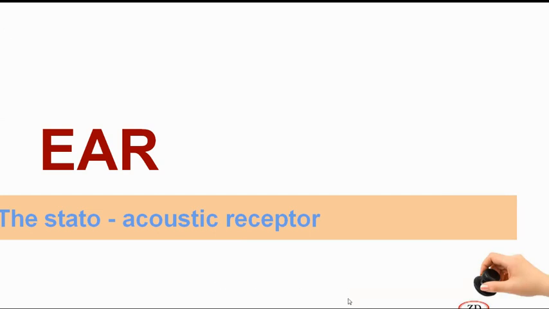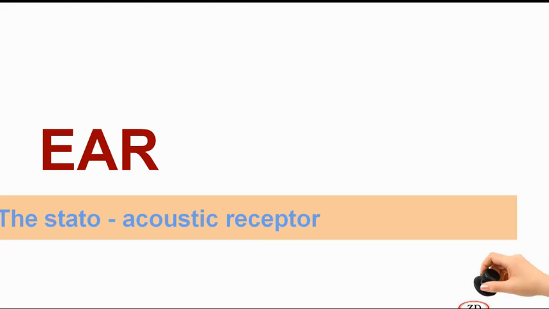In this lecture, we are going to learn about the ear. The ear is the site of reception of two senses, namely hearing and equilibrium. Reception, in the sense, it receives two types of senses.